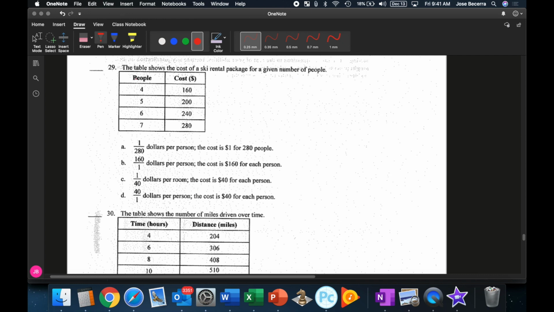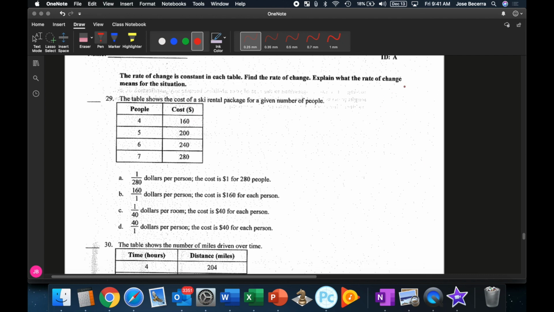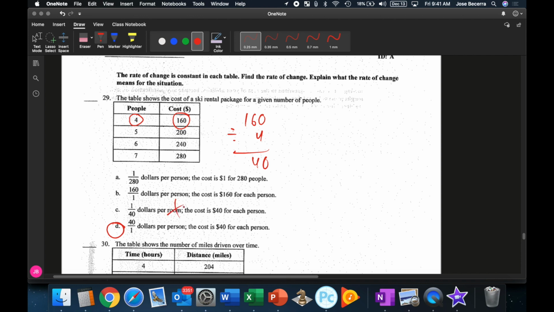The table shows the cost of ski rental packages for a given number of people. So this tells me, okay, if I have 4 people, I have $160, right? They're asking me to find the rate of change and explain what it means. Well, 160 divided by 4 is 40. So how much does it cost for one person? $40 per person, not $40 per room. There is no mention of room.